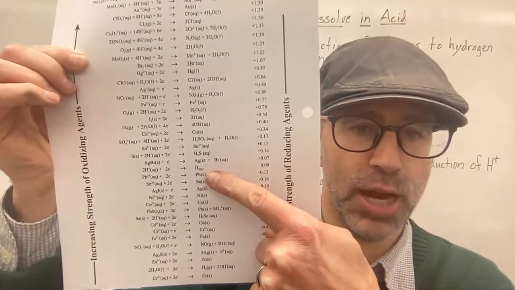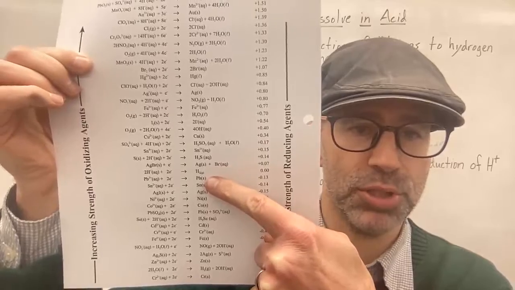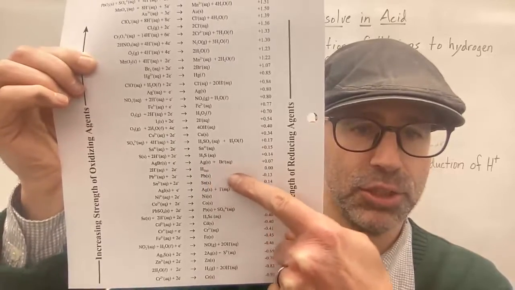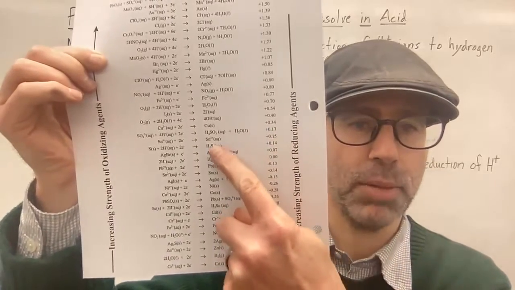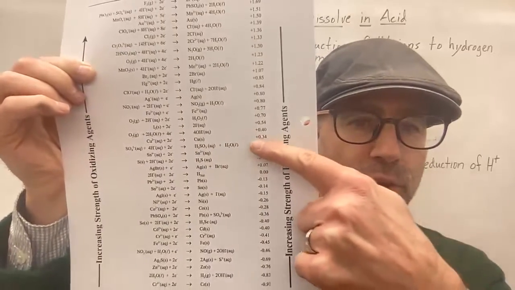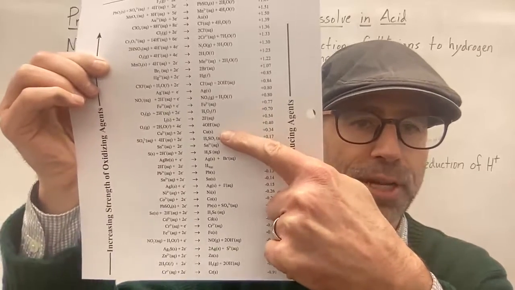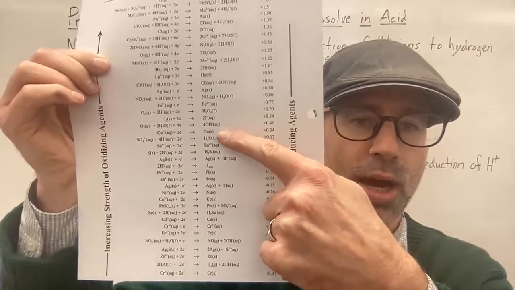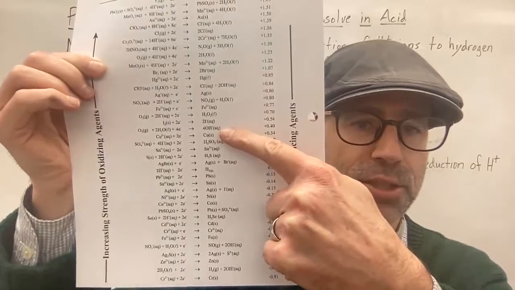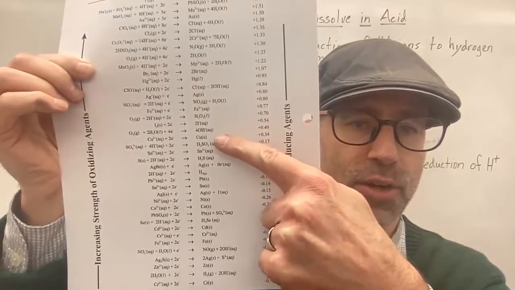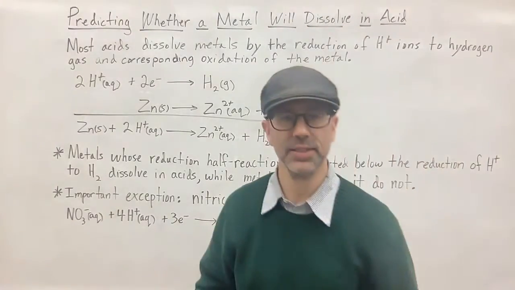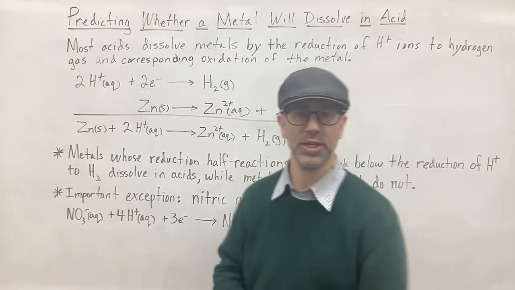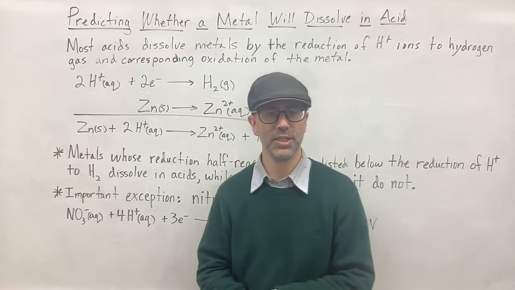So you can see here, you have lead. Lead is below the hydrogen, so it can be oxidized to lead 2+ ion. But any metal that's above the hydrogen, you can see here, copper is above hydrogen. So you throw copper into an acid solution, it's not going to dissolve, it's not going to oxidize. So we'll talk about that in a moment. That's a good reminder of that list of reduction half reaction potentials.